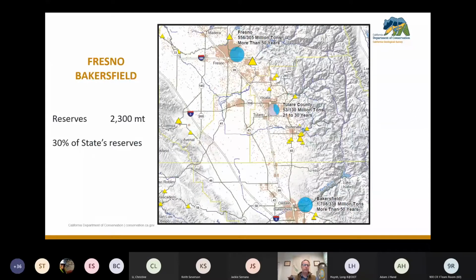So here's the Central Valley, Fresno, Bakersfield. Looks like it's in great shape. 2.3 billion tons of reserves. Their demand in that region is 770 million tons. So it's just in these areas right here, it's 30% of the state's reserves. Now, they don't need all that rock, so it's an issue of how do we get that rock to where it's needed?